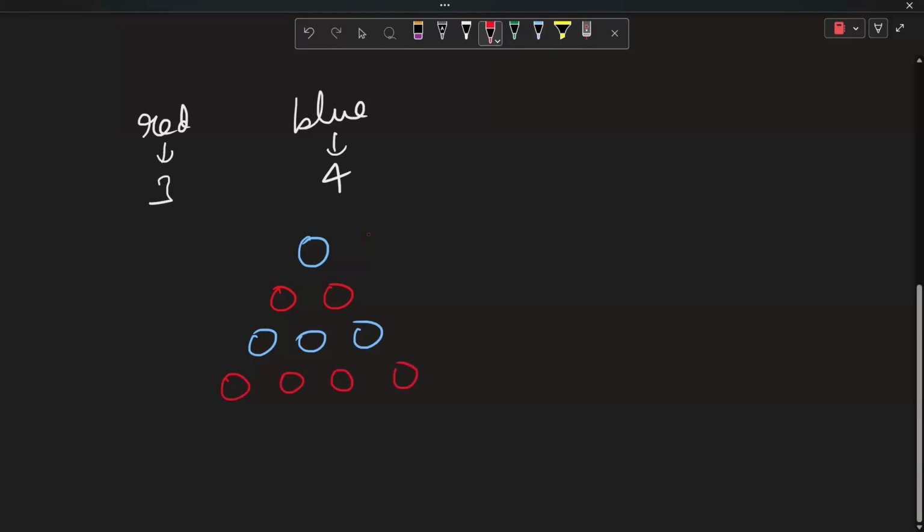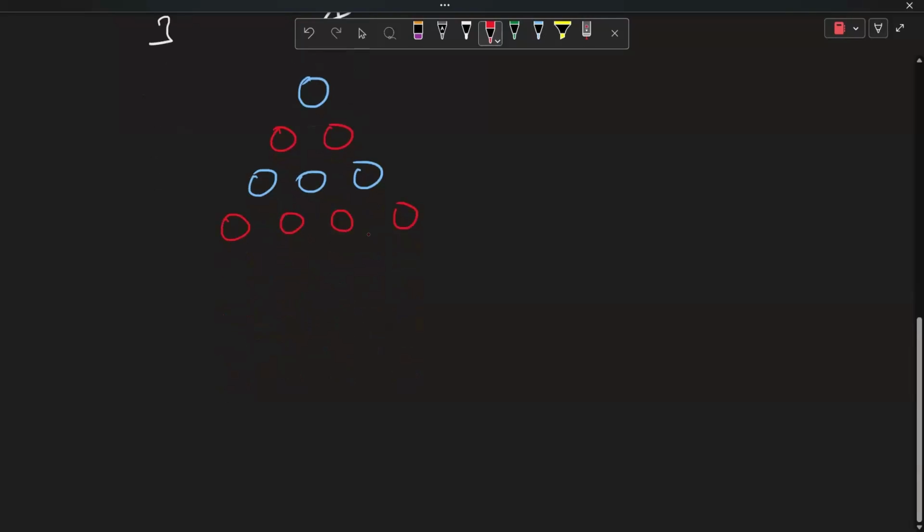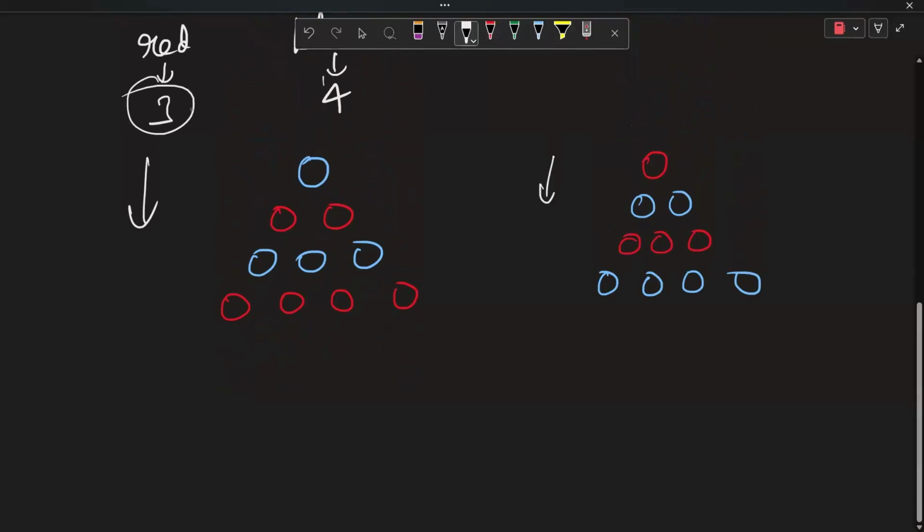So either you can go this way, or the other option is to start with a red ball, then have two blue balls, then again three red balls, and like this you can go to four blue balls. So either you can make triangles like this, or you can make triangles like this. Now you need to find, with the given number of red balls and blue balls, what is the maximum height of the triangle you can form.